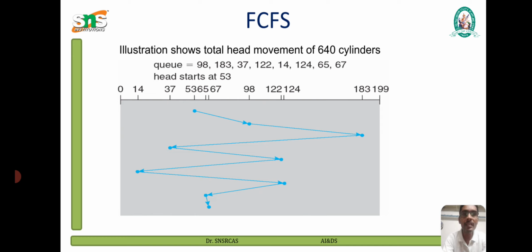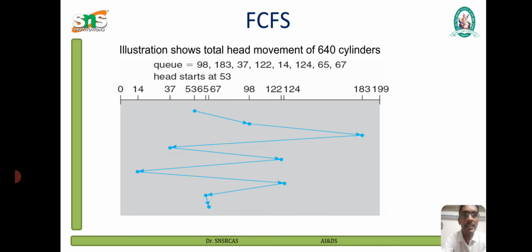The FCFS algorithm is nothing but first come first serve. From the illustration, you can observe that the head starts from 53 and the first request in the queue is 98. So the head moves from 53 to 98, and the second value is 183. Then the head moves from 98 to 183, and again from the queue, 37. So the head moves from 183 to 37 and so on, 37 to 122, to 14, to 124 and 65. Finally, it reaches 67.